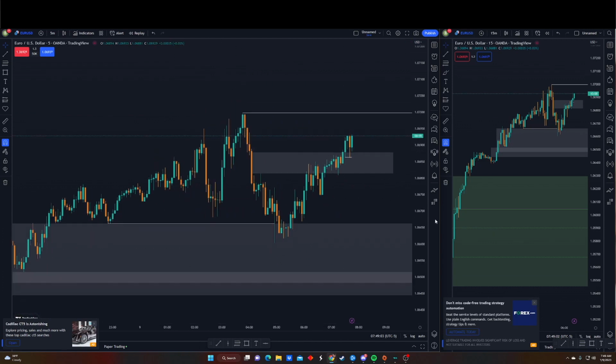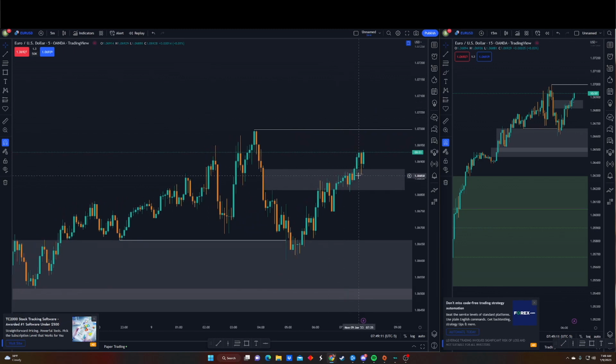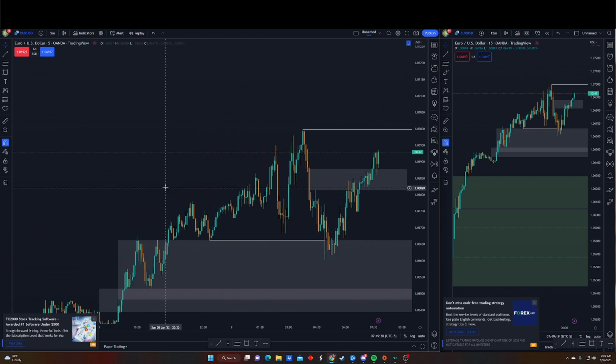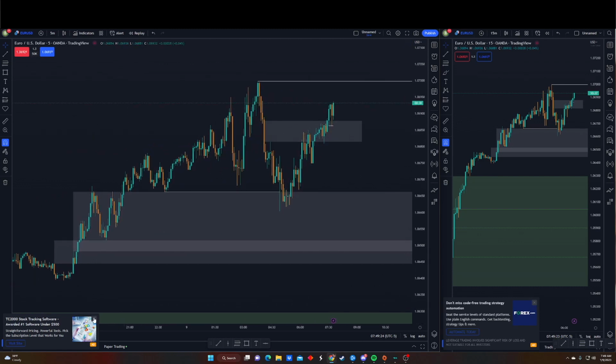Higher higher time frame draw is 107 and potentially higher. So let's see if that holds. Price is gonna just continue upwards. That's what I want to see. Chop. Okay.